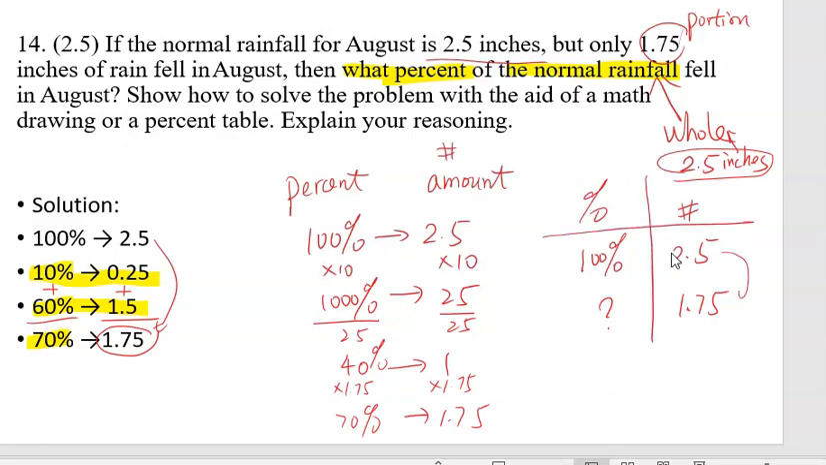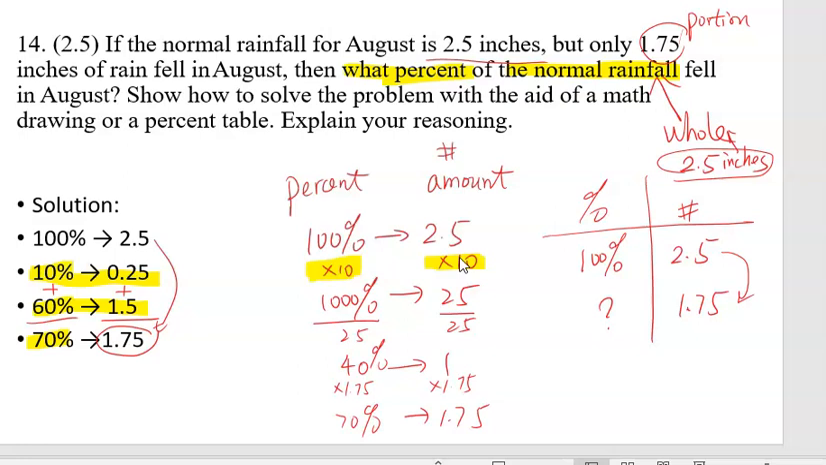Which means we need to find a relationship between 2.5 and 1.75. Compared to whole numbers, it's a little difficult to see. And so I actually give you two different solutions. One way you could do it is to turn the decimal into a whole number. Maybe that will help us a little bit. So I multiply 2.5 by 10 to get 25. We have to do exactly the same operation for the percentage. 100 times 10 gives us 1,000%.